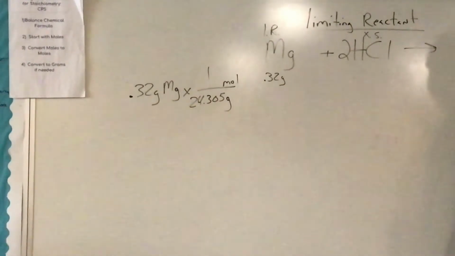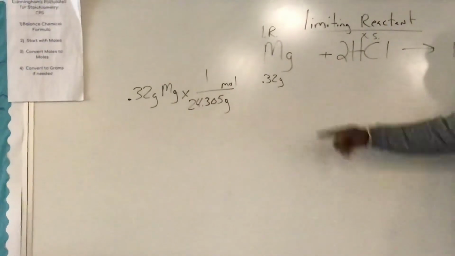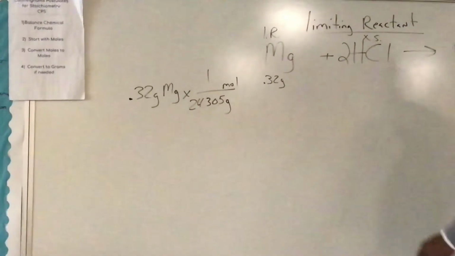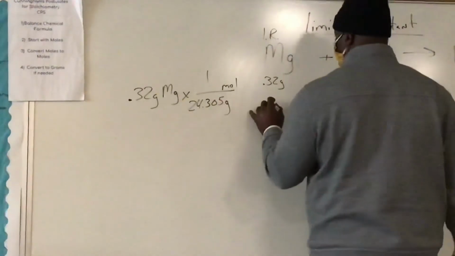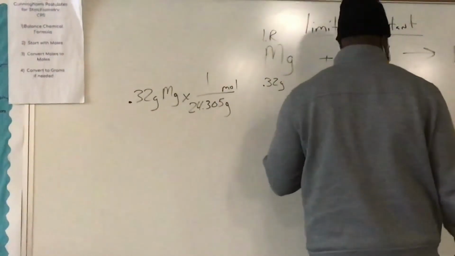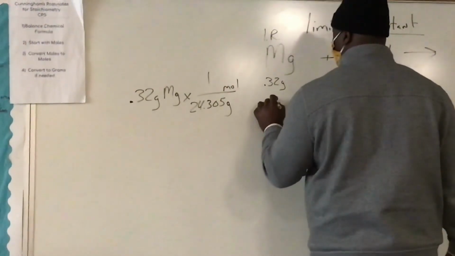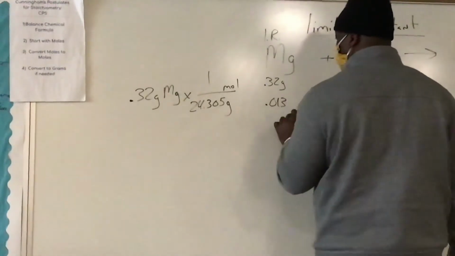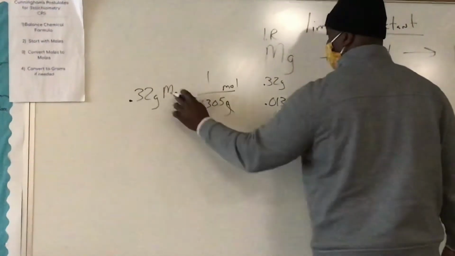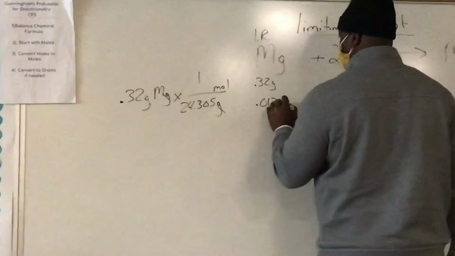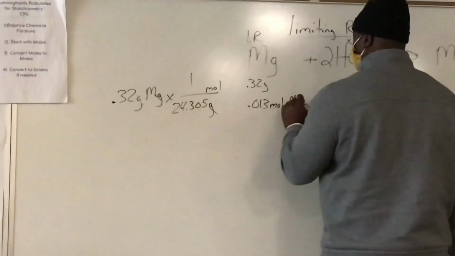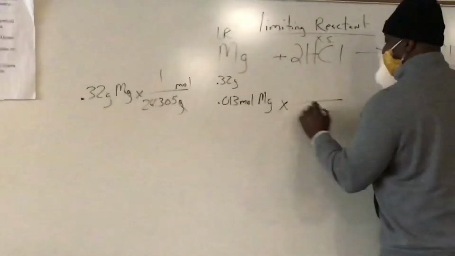What was the question? 0.32 divided by. What'd you get? Come on, guys, quick. I got 0.013. 0.013 chickens? No. Moles. Moles. Good, of magnesium.